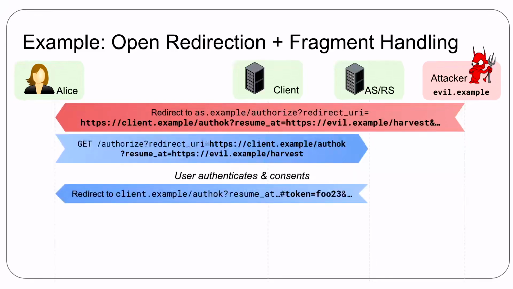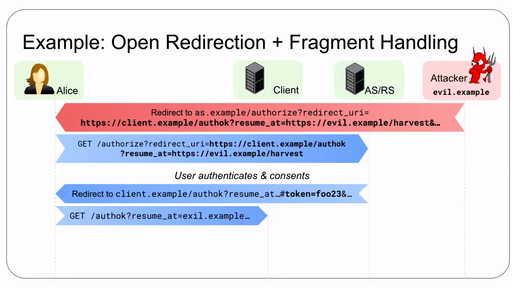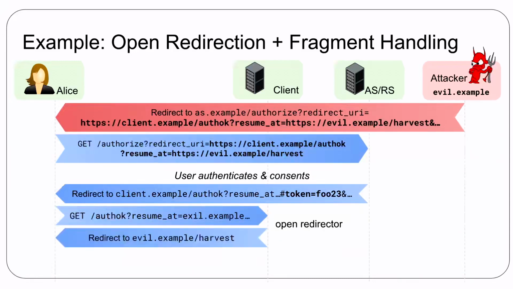And we are in the implicit flow here. So the authorization server will create an access token, put it in the fragment part, and redirect the user back to client.example/auth resume at something, and then the access token. So what happens next? Well, the browser goes to client.example/auth resume at something without sending the fragment. And then the open redirector comes, sends a location header to evil.example/harvest. And now what happens is the following.